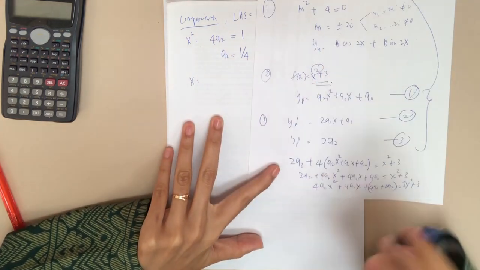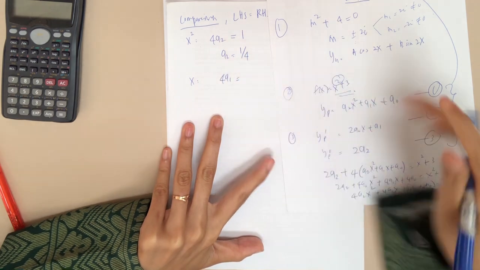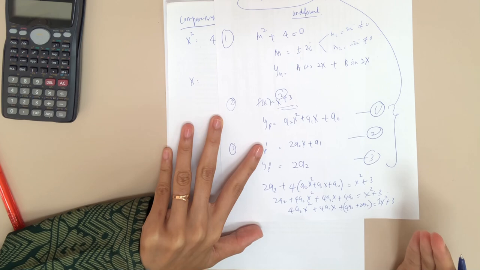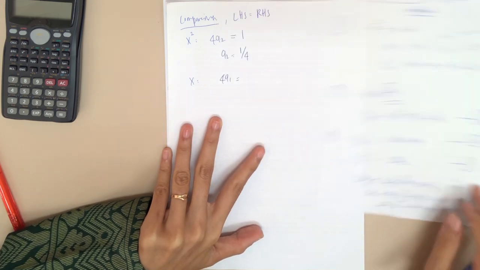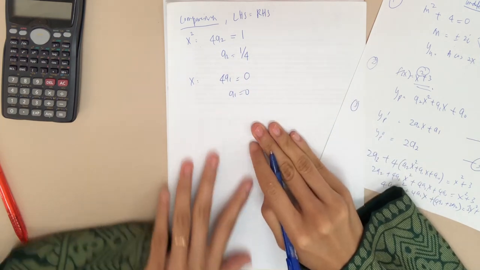We proceed with x. So for x here we have 4a1. At the right hand side, we don't have any term that contains x. They have no x here. So that means it is 0, so automatically your a1 will be 0 also.